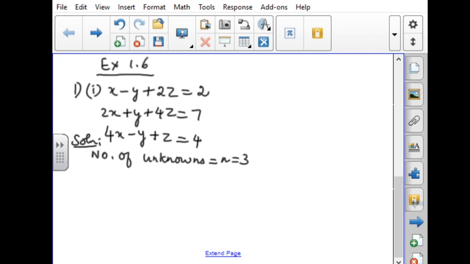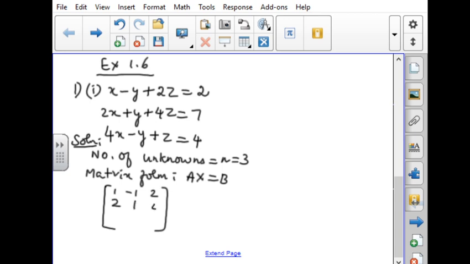Now we need to write the matrix form. That is our first step. What is the matrix form? Matrix form is nothing but AX is equal to B, where A is the coefficient matrix. Coefficient matrix means we take the coefficients of x, y, z and form a matrix. So first I am going to write down the A matrix: 1, minus 1, 2, and then the second row 2, 1, 4, and the third row 4, minus 1, 1.